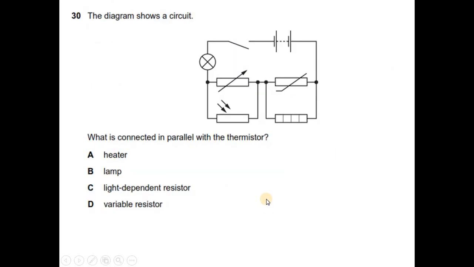30. The diagram shows a circuit. What is connected in parallel with the thermistor? So this question is basically checking your memory, whether you know the circuit symbols or not. So this is a variable resistor, this is a light dependent resistor, and this one is the thermistor. So parallel to the thermistor is this one, and this is the heater. So the option is A.